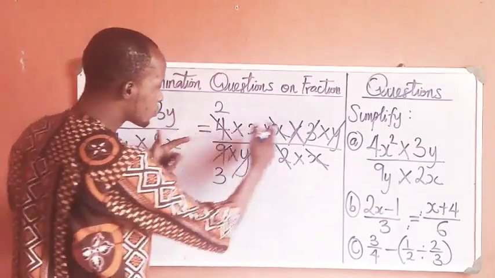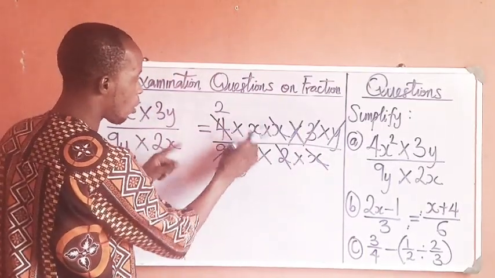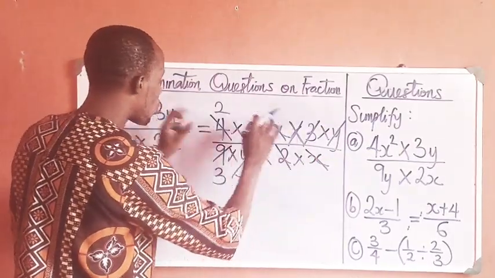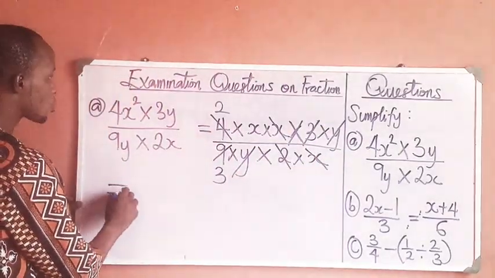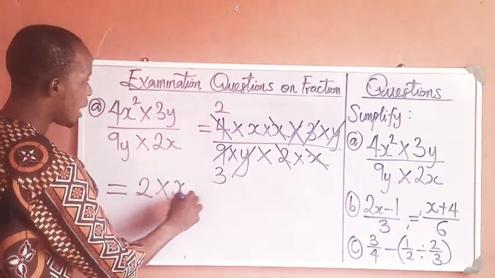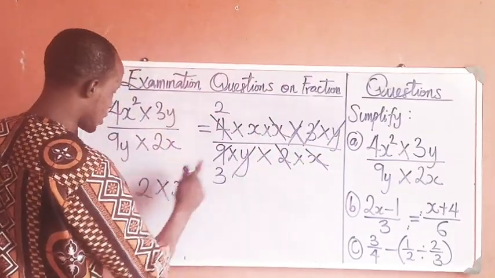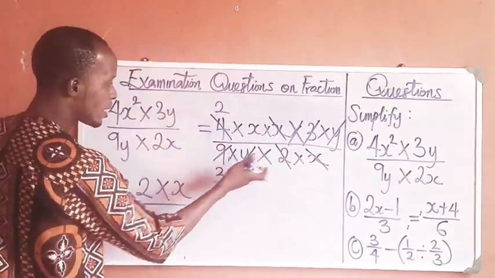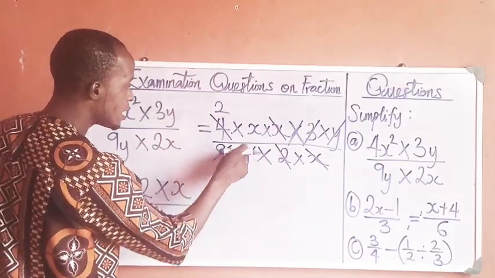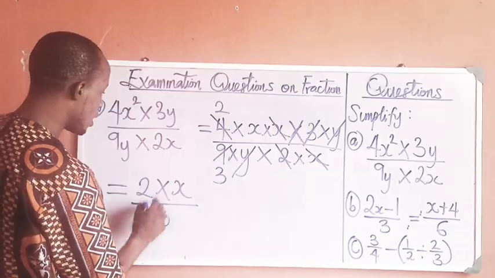If we look through, you discover that there are no other factors that are common in both the numerator and the denominator. So what is left for us equals to, we have 2 multiplied by x. This x is taken, this 3 is taken, this y is taken. So nothing is left over. So let's look at the denominator and look for what is left. We have 3 left here. Y is taken, 2 is taken, and x is taken. So we have 3 left.